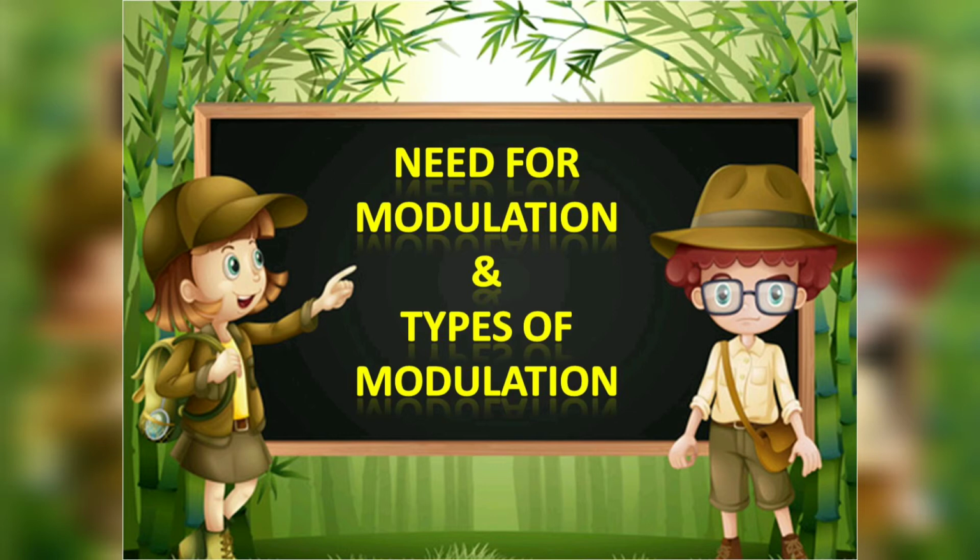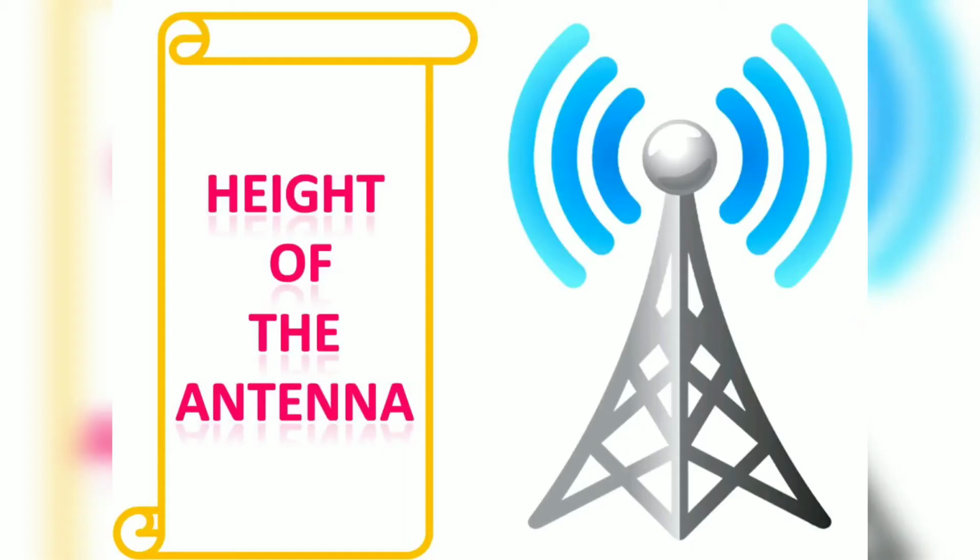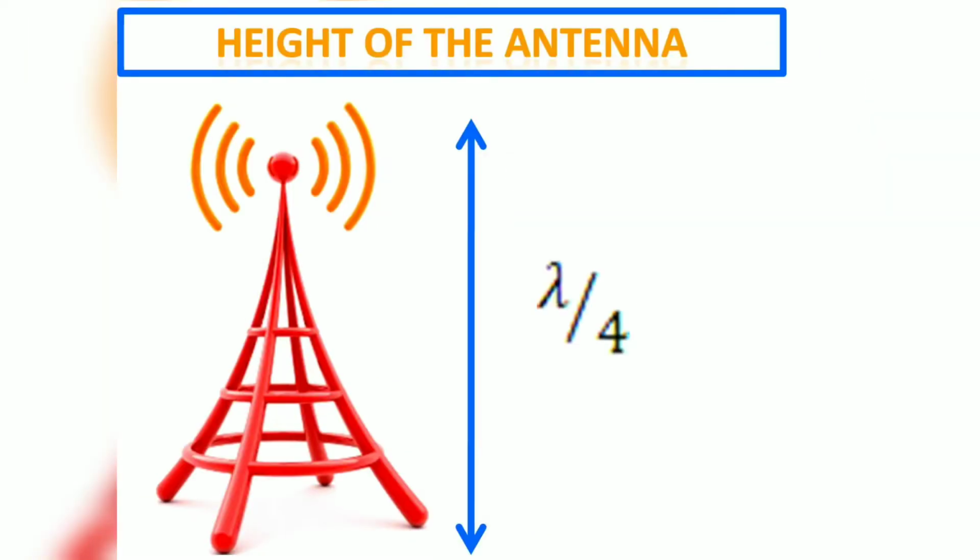Hello everyone, in this video I'll be explaining the need for modulation and different types of modulation. In any communication system, for transmitting a signal, you need an antenna. And for efficient transmission, the height of the antenna should be 1/4 of the signal wavelength.